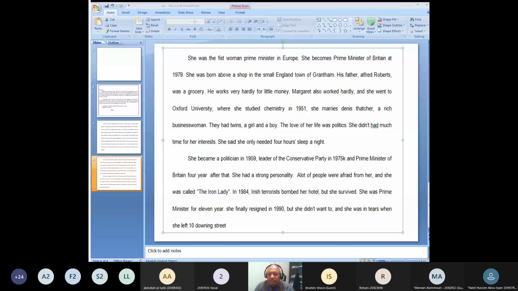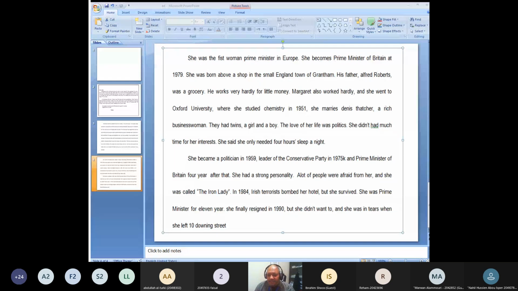Where she studied chemistry. And then in 1951, we have a problem here. There should be a comma. There should be a full stop after that, then 1951. Okay, let me check. Can we say, Margaret also worked hard and she went to Oxford University where she studied chemistry, full stop.